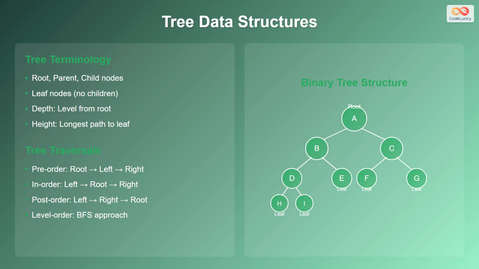The commonly used tree traversal methods include pre-order, which visits the root first, then the left subtree, and then the right subtree. In-order traversal visits the left subtree first, then the root, and then the right subtree. Post-order traversal visits the left subtree first, then the right subtree, and then the root. Lastly, there is level order traversal, which uses a BFS approach to visit nodes level by level. Here is a visual representation of a binary tree structure. The diagram illustrates a binary tree with various nodes, showcasing the hierarchical relationships between them.